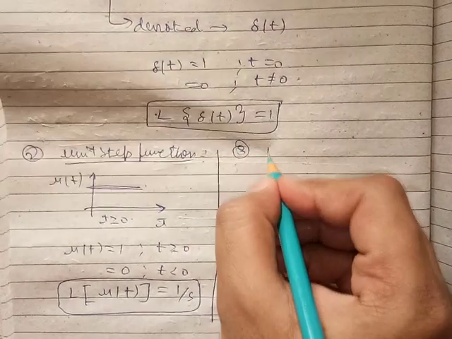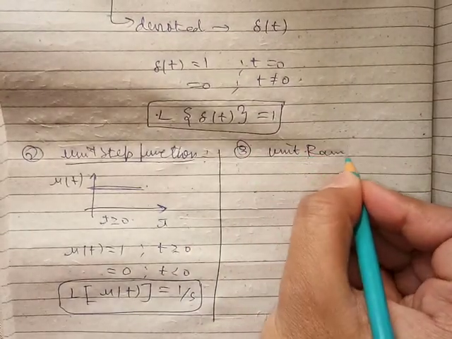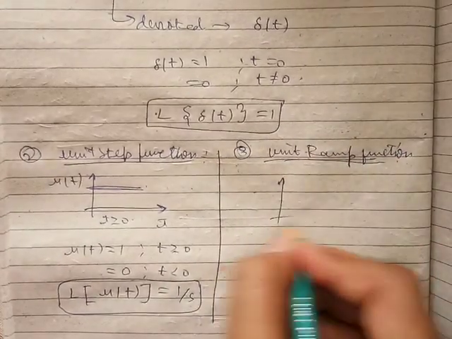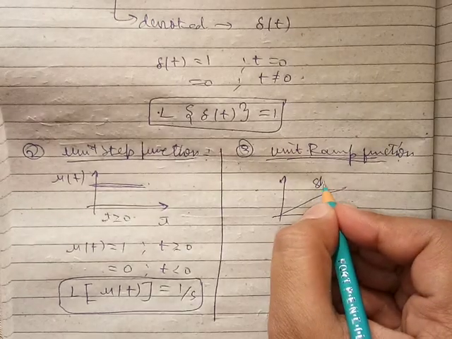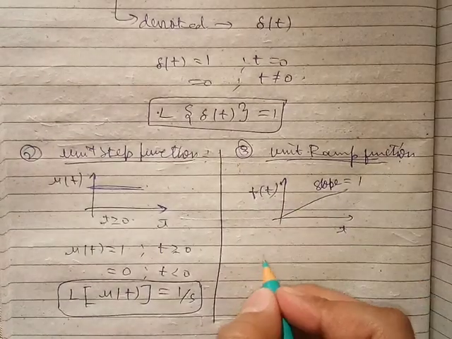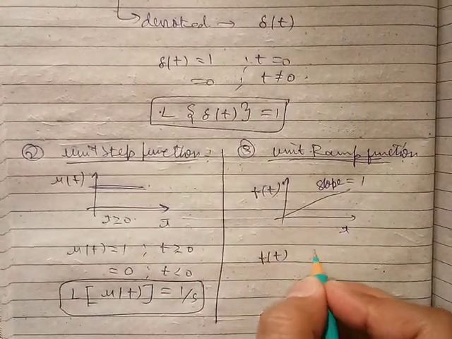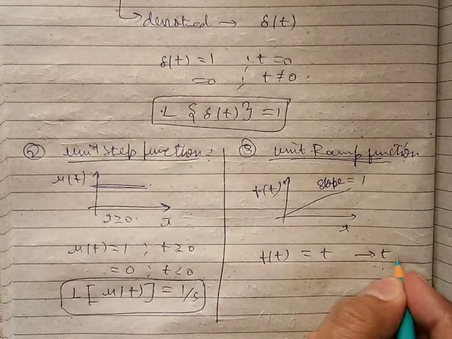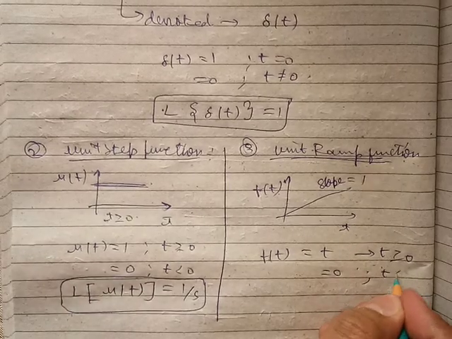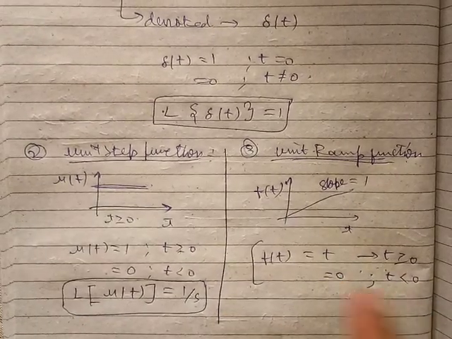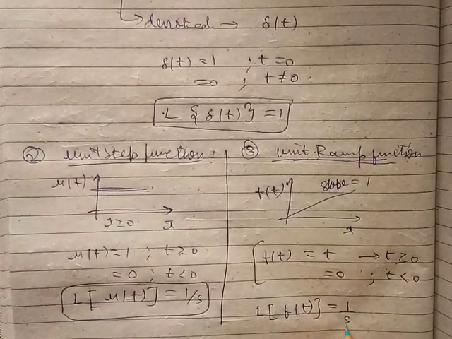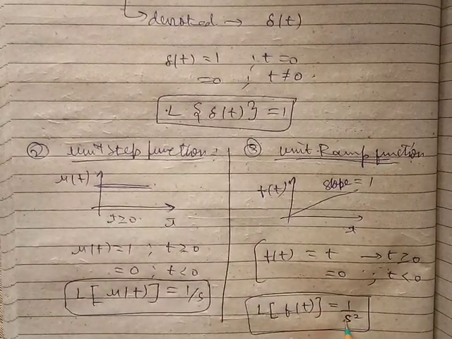The third comes on the unit ramp function. The graph is given like this: suppose slope is 1, and this is f of t, this is t. The function is defined as equal to t for t greater than or equal to 0 and equal to 0 for t less than 0. This is the definition of the unit ramp function, and the Laplace of unit ramp function is 1 by s square.